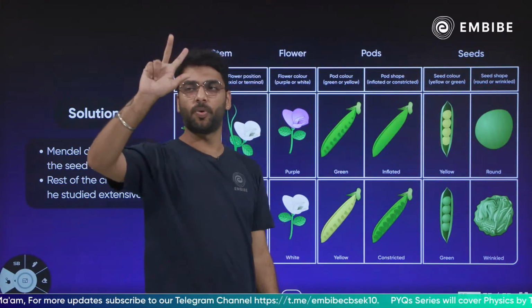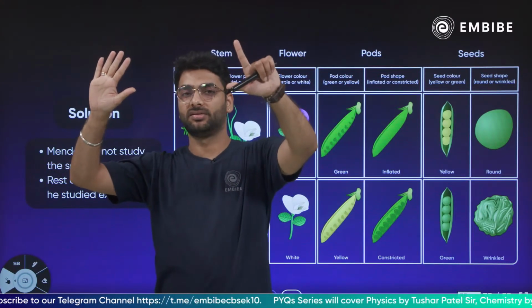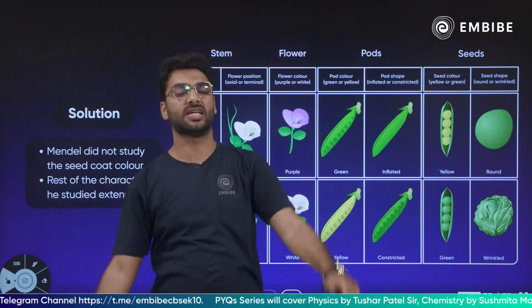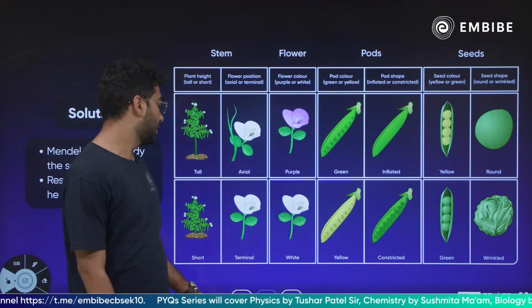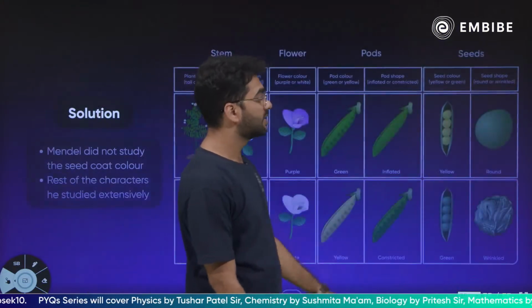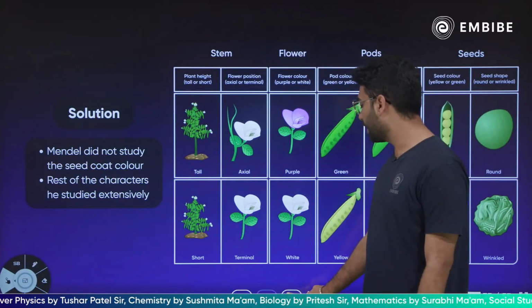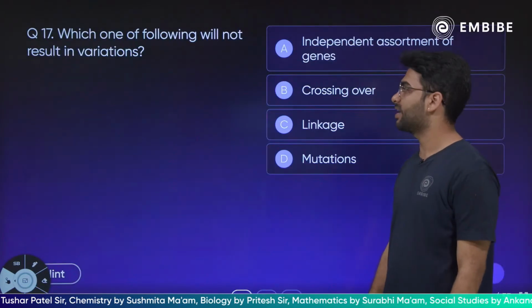Seed color, seed shape, pod color, pod shape, flower color, flower position and plant height. So 7 pairs of contrasting characters Mendel studied. The seed coat color was not studied. ठीक है? Seed color was studied. चलिए आगे बढ़ते हैं. अगला सवाल, question number 17.